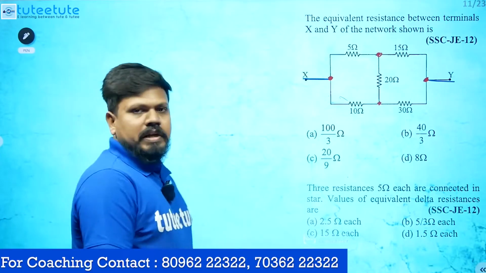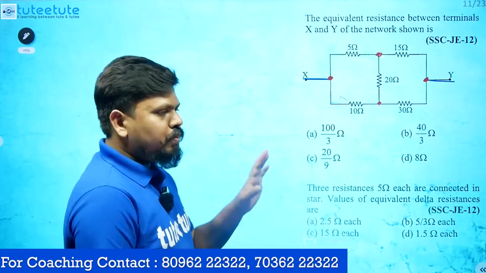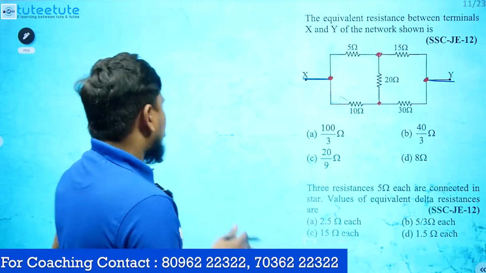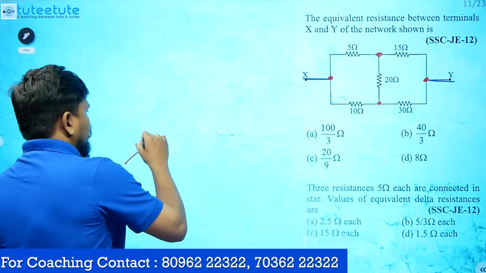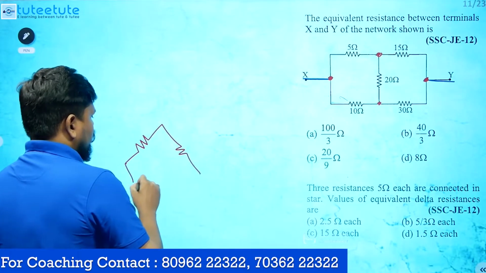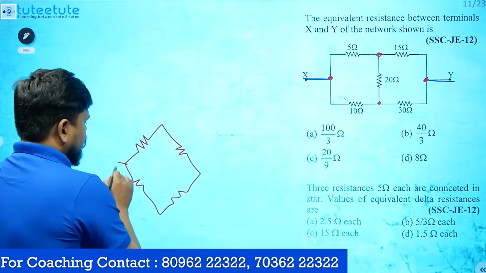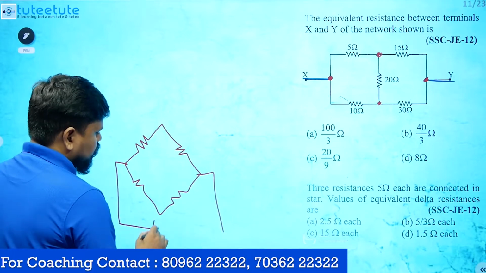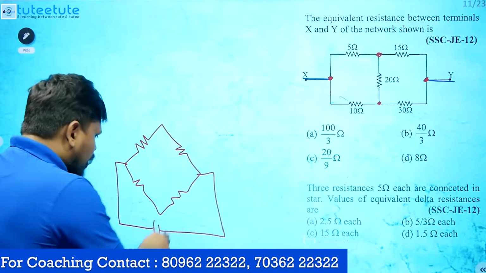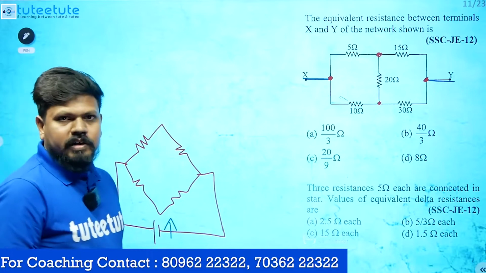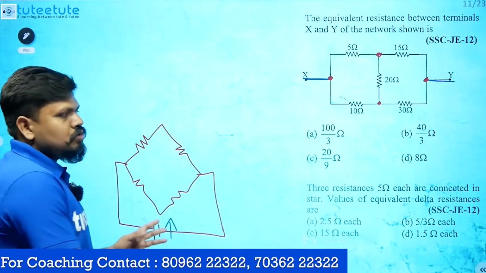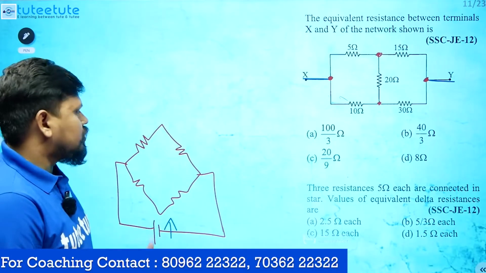It may be a bridge connection, okay. We have to check first whether it is a bridge connection or not. So what is a bridge connection? Between two terminals the source must be connected, otherwise you want resistance from these two. Understanding, right? You want resistance from these two, otherwise the source must be connected between these two, okay.